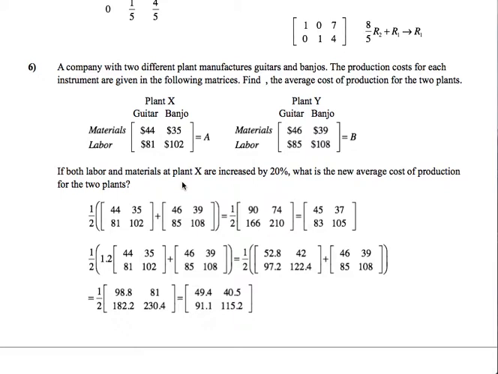Now the next part of the question says, well, hey, if we had an increase in labor and materials cost in the first plant, what's the new average cost of production? We have an increase of 20%. What's the new average cost of production?